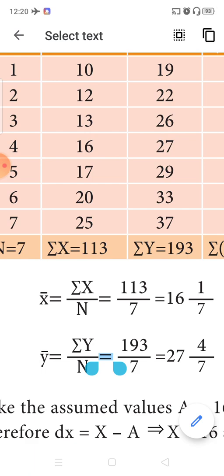You can use a calculator. We need not do it manually. We can use a calculator, and while doing this sum also, I want you to use a calculator only. Now, you get a value 16 1 by 7. So, approximately the value 16 is available here. So, we can take the assumed mean a to be 16.